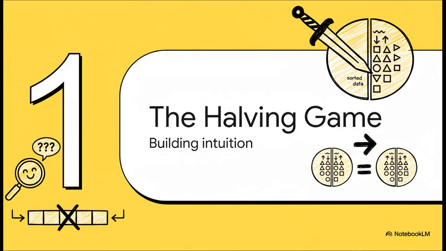At its core, binary search is really just a simple divide and conquer game. There's only one rule you absolutely cannot break. Your data has to be sorted. Once you have that, it's all about just cutting the problem in half, over and over again.